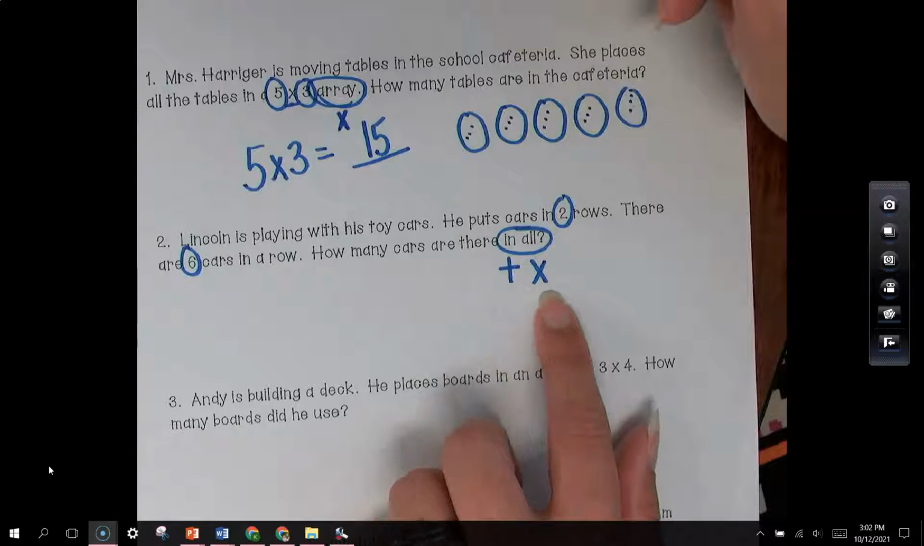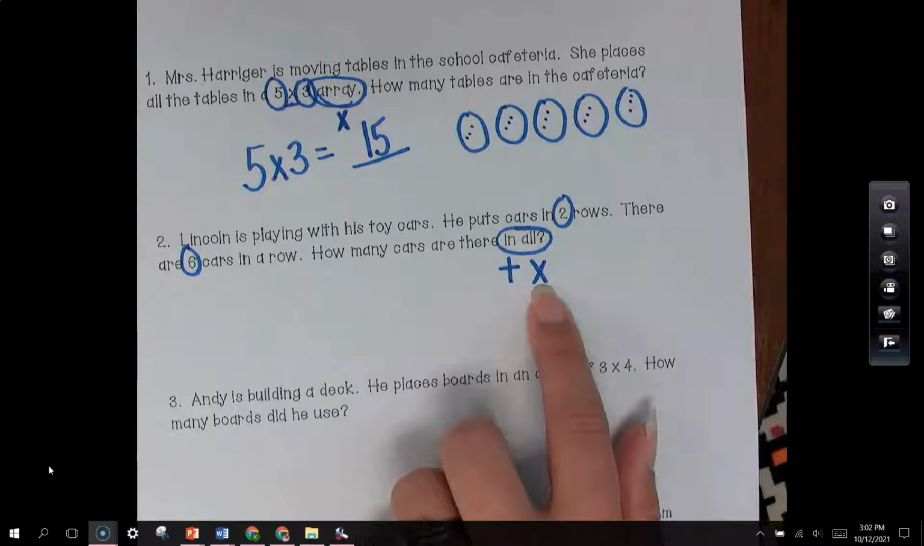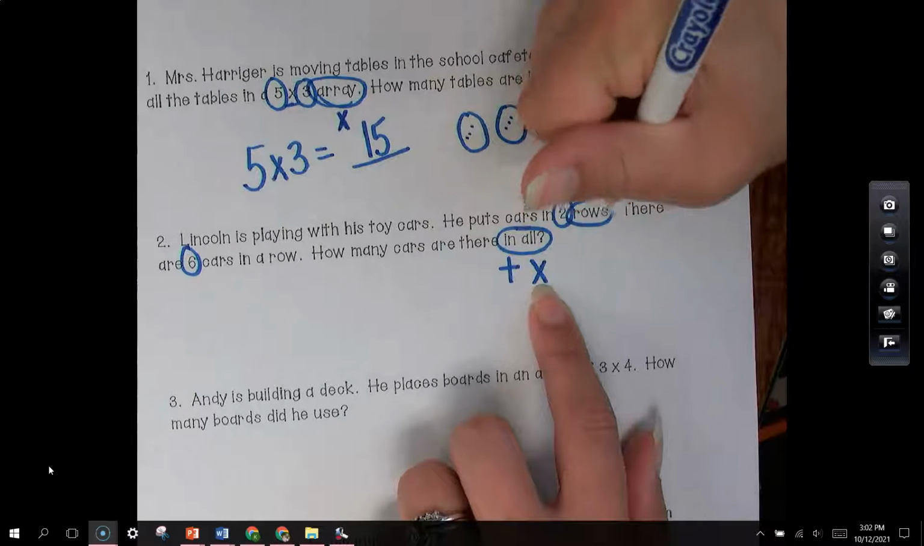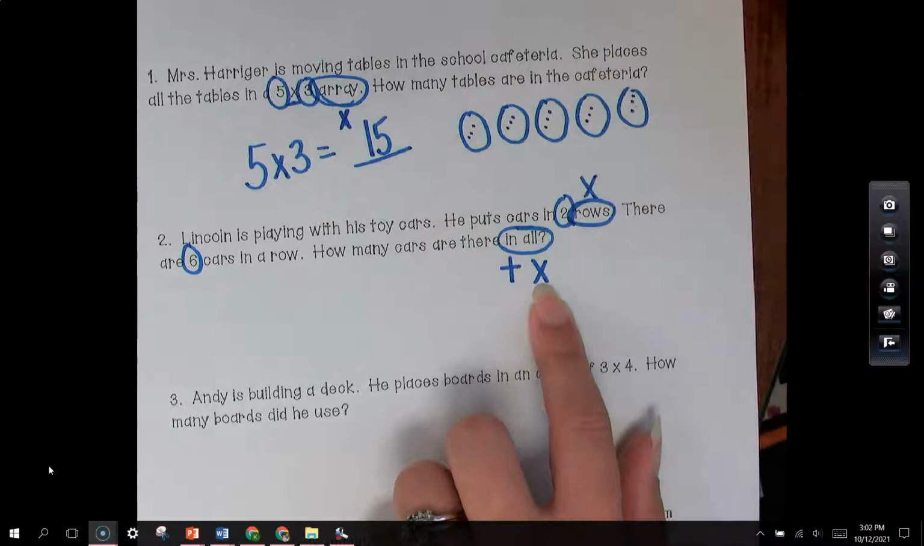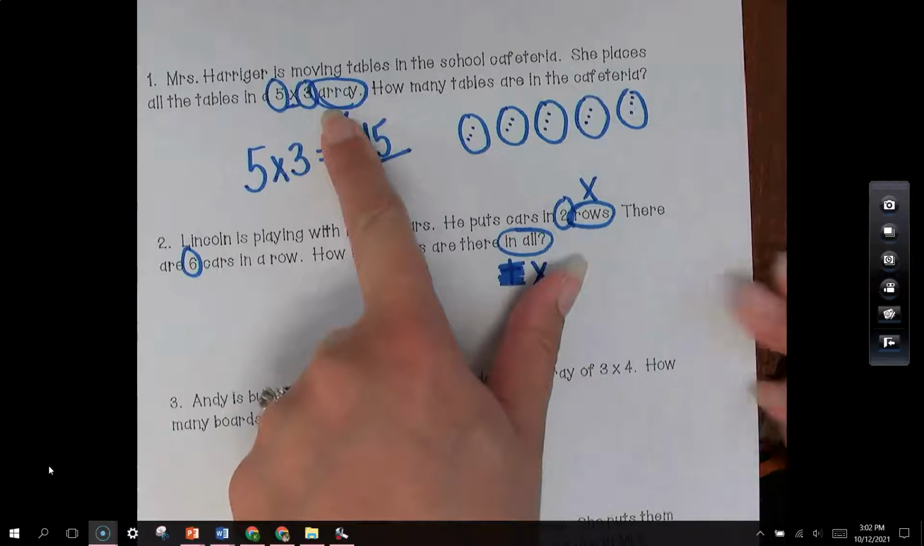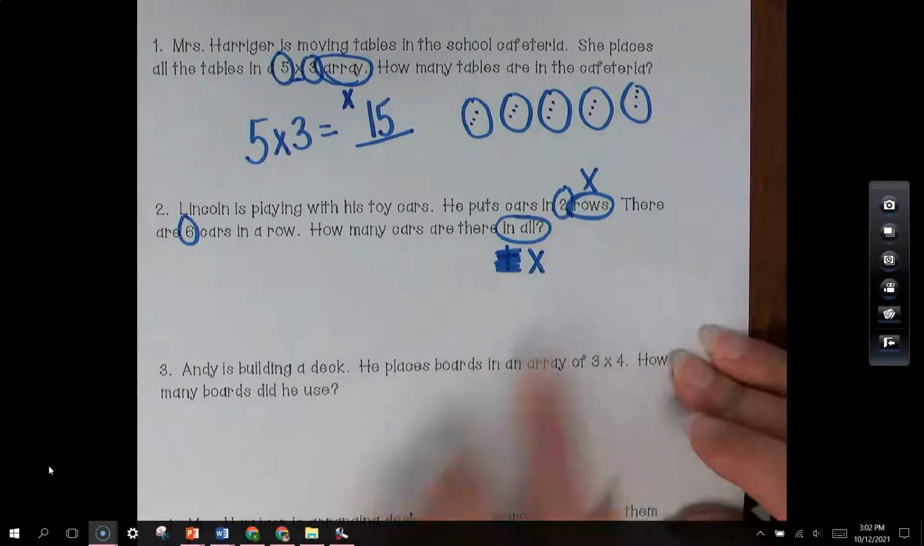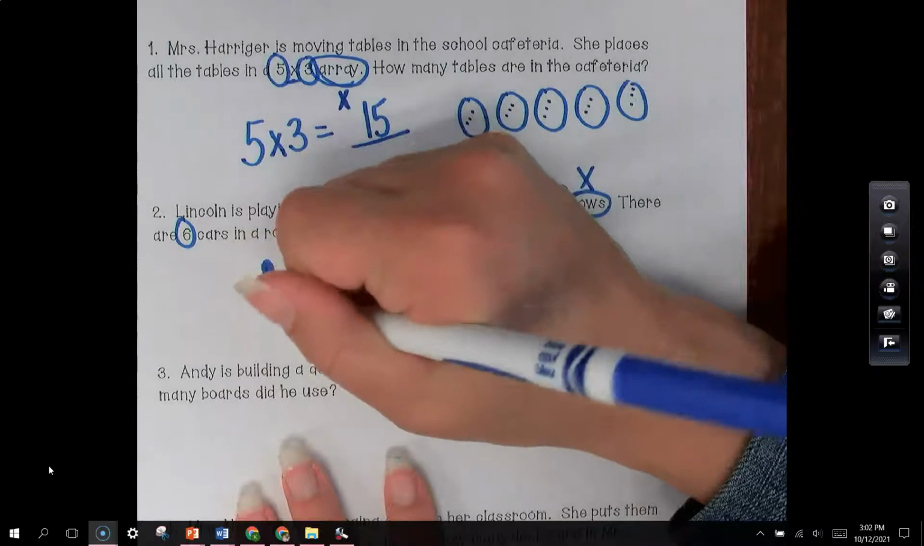Adding and multiplying have the exact same keywords. So I know that I'm either adding or multiplying. Adding means no groups. Multiplying means groups. So do I have groups? Well, rows are always groups. The word row always means to multiply. So I know that I am not adding. I am multiplying. Because we learned that arrays have rows, right? So let's go ahead and draw 2 rows. I have 2 rows.